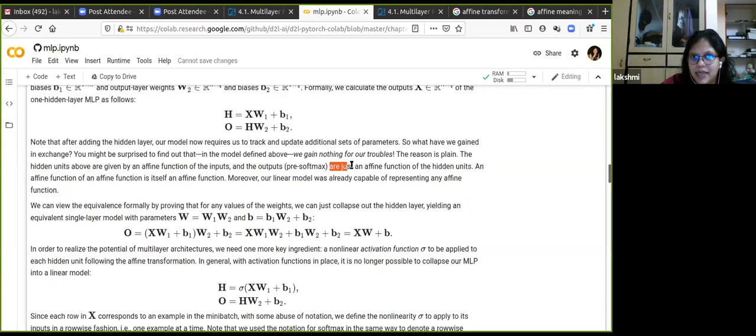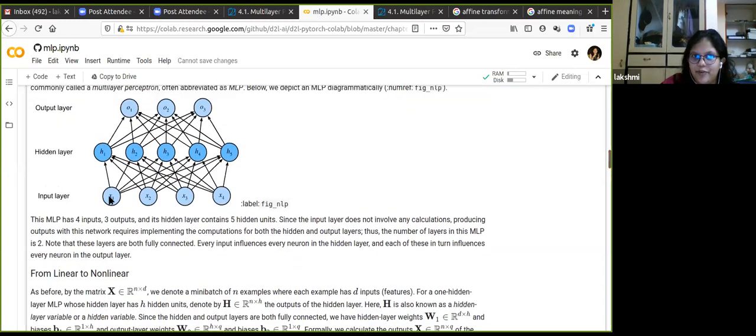So they are just an affine function of the hidden units. An affine function of an affine function is itself an affine function. That is, we multiply x1 into h1, and then we obtain w2 into h1 as o1. It's like one affine over another affine. It is again an affine function that we receive at O1. Okay.